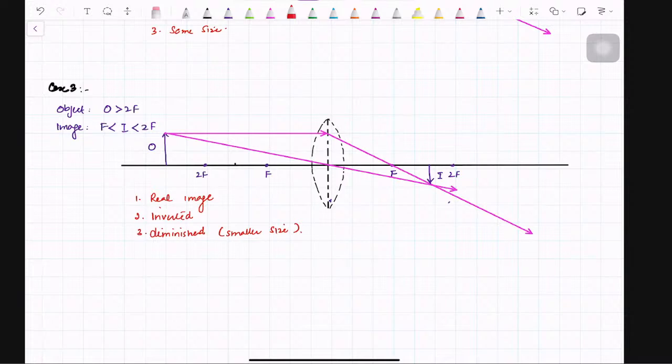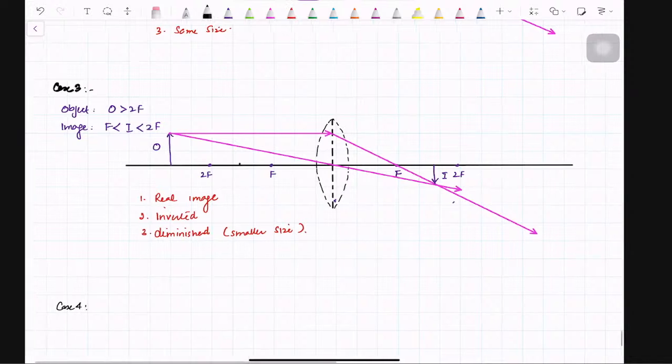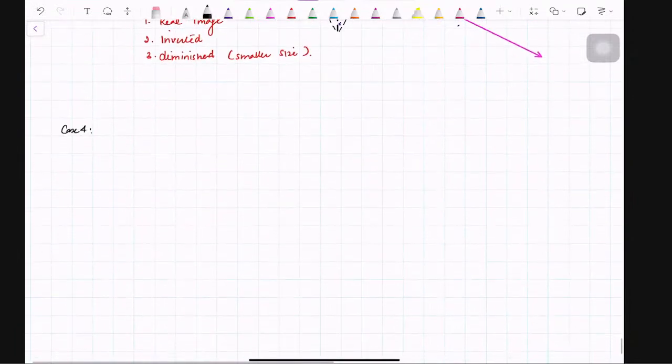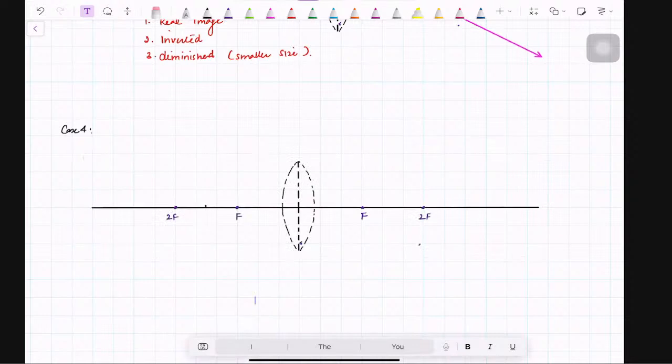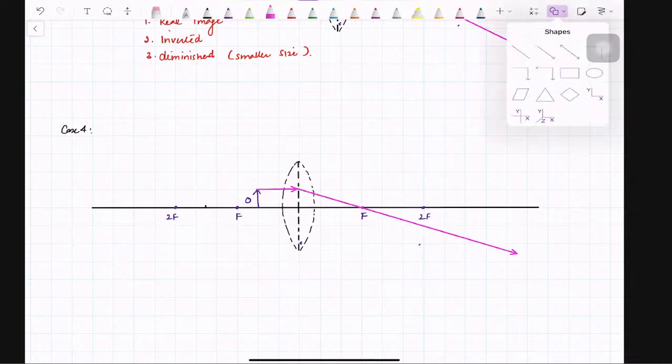Case 4. So this time, let's suppose we have kept our object before F. So what's going to happen? Again the same thing. One ray goes straight to the center of the lens. From the center of the lens you go through F, and the other ray goes through the center like this.